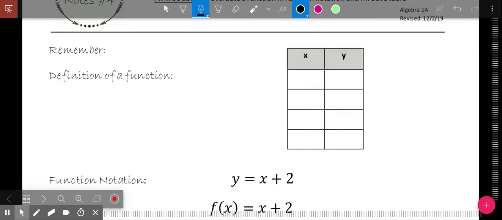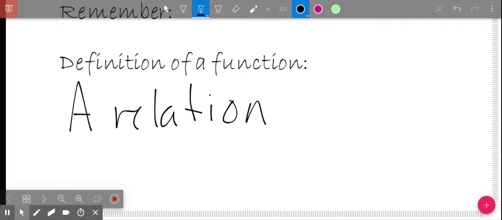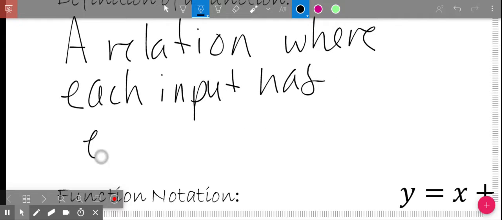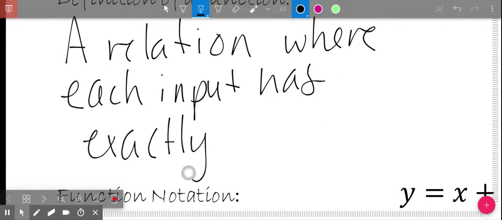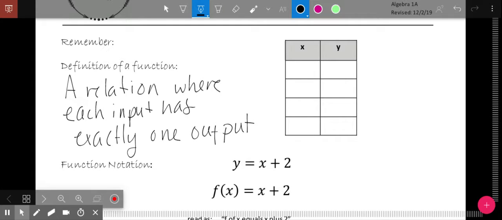Okay, so the first one is the definition of a function. This entire unit's about functions. And we know that the definition of a function is a relation where each input has exactly one output. All right, so if I'm talking about a function, we know right off the bat that each input is going to have exactly one output.